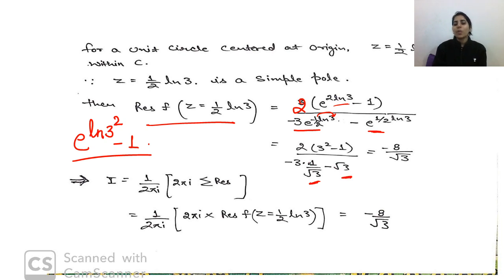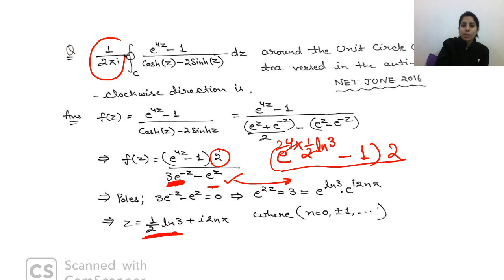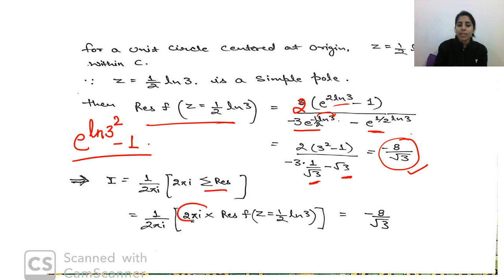After this, when you simplify it more, you will get minus 8 upon root 3 as the residue of this function at this pole. Clear? Now our next step will be to find the integration, that is 2 pi iota into the sum of residues at the poles which exist within the contour. So we are getting 2 pi iota into residue. What is the residue? This. Clear? And since the question already gives us 1 upon 2 pi iota, this 2 pi iota will get cancelled out and you will just get minus 8 upon root 3, which is the final answer.